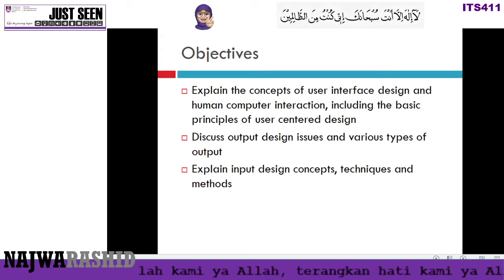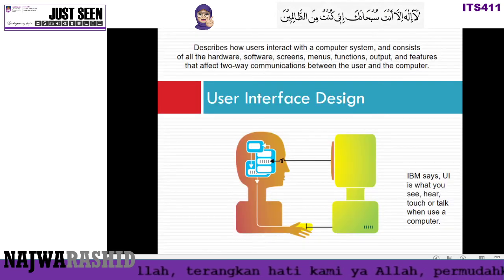So first we look at what user interface design is. Basically, user interface design describes how the user interacts with the computer system. It consists of the hardware, all the software, the menus and the screens, the functions, as well as the features of the system that affect the two-way communication between the user and the computer. And IBM says that the user interface is what you can see, what you can touch, what you can talk, and what you can hear when you use the computer system.